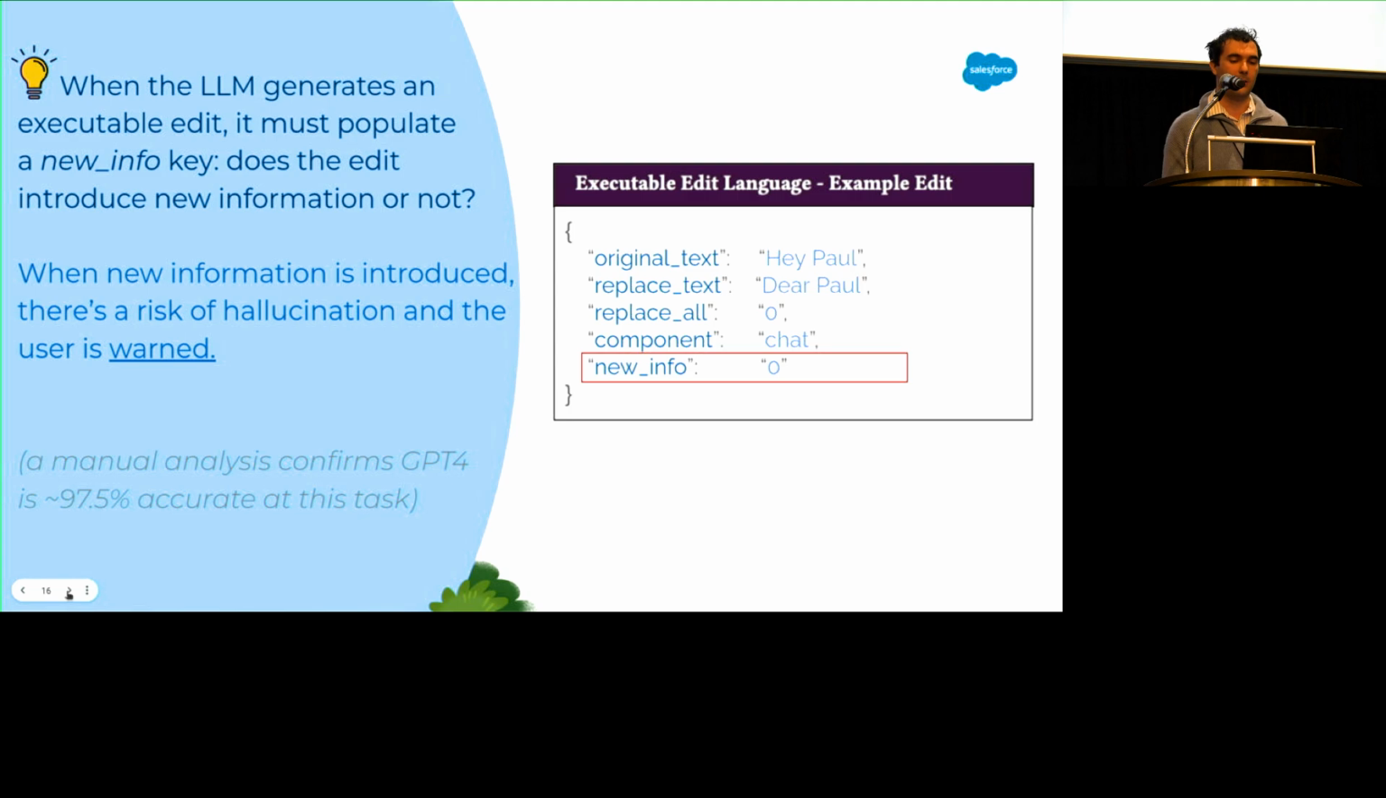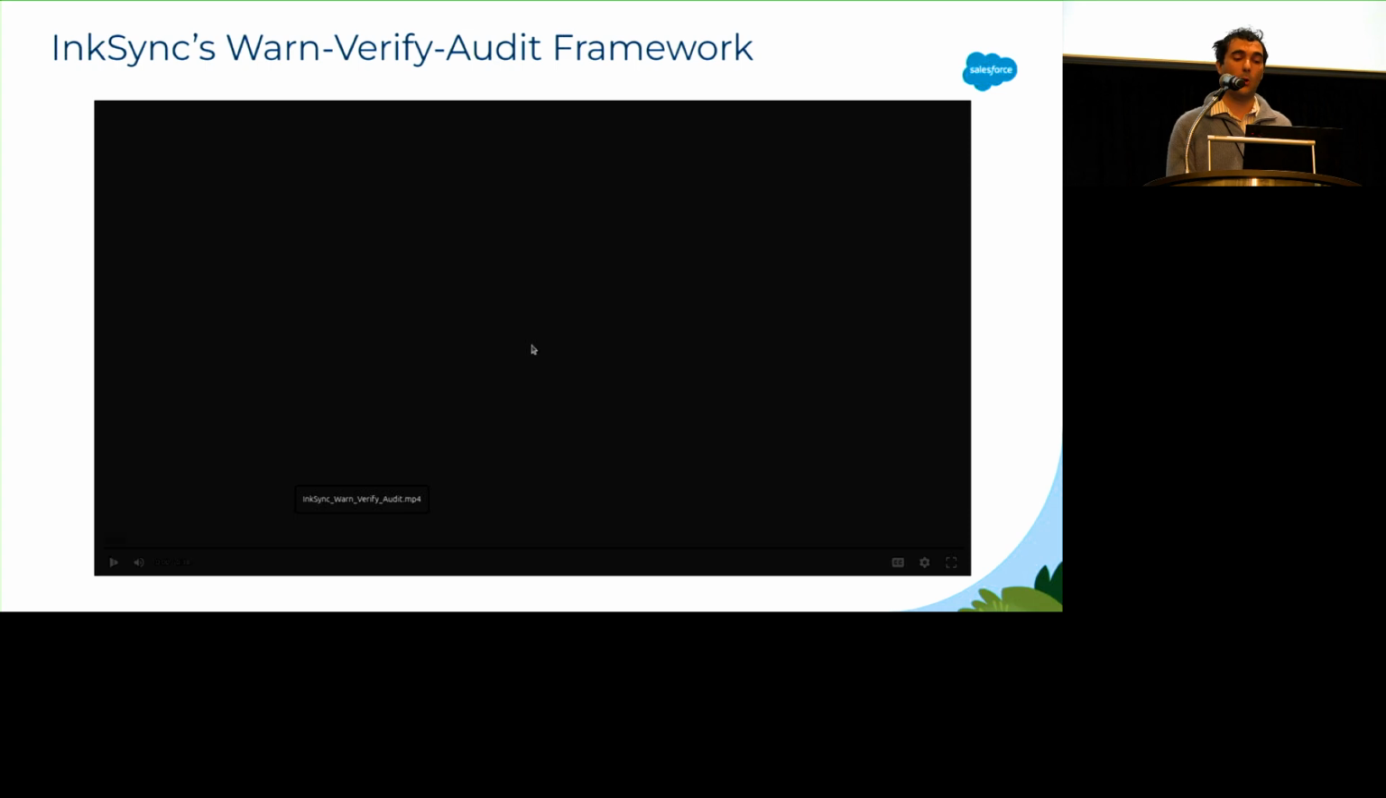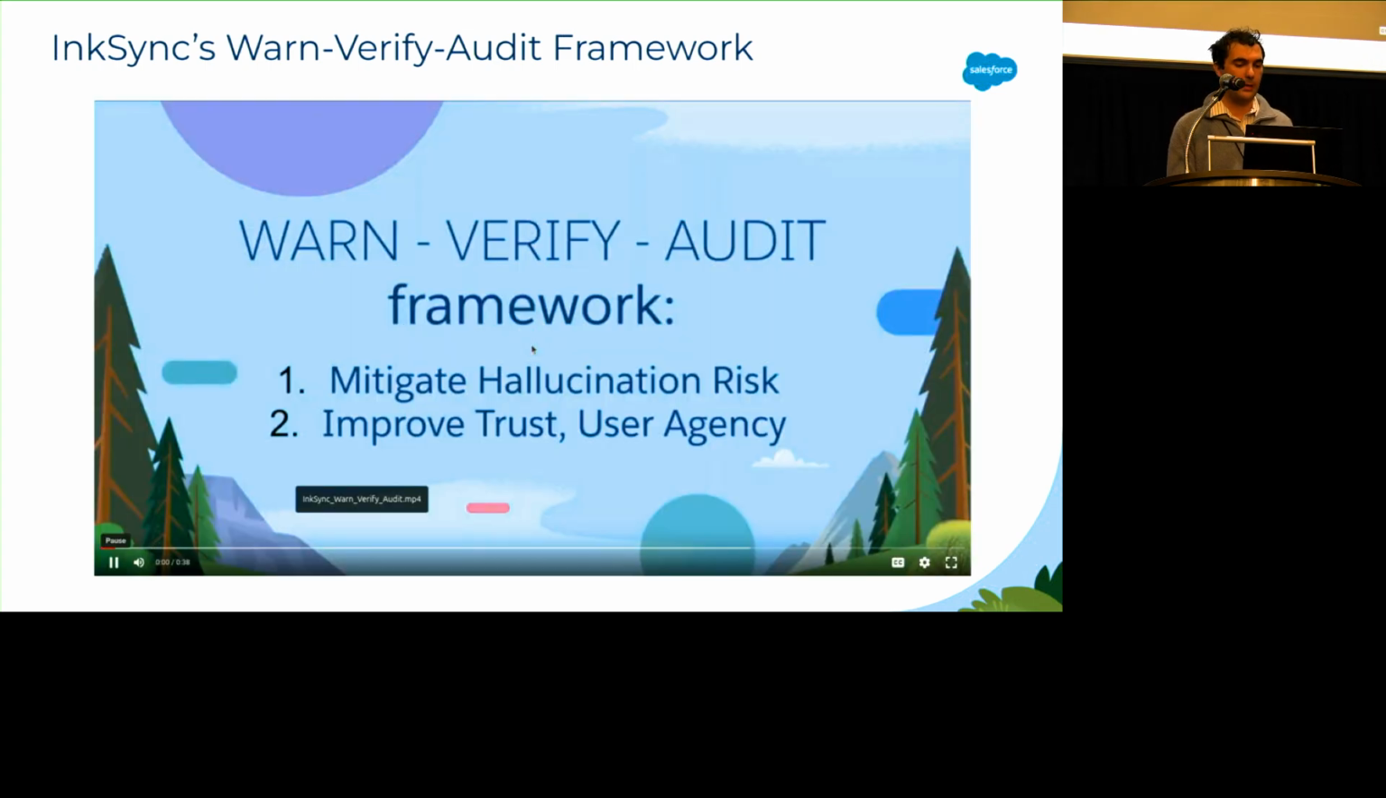That's why the second part of the work was focused on how we mitigate this risk. So in the metadata of the executable edit language, we asked the LLM, hey, is this edit introducing new information or not, as a binary flag? And we can use that in the interface, first of all, to warn the user. Let me show you what that looks like.